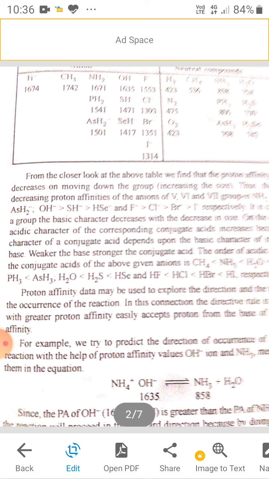From a closer look at the above table, we find that the proton affinity of anions decreases on moving down the group and increases when going up the group. It is clear that the basic character decreases with decrease in size. On the other hand, acidic character increases with decrease in size. So, ammonium hydroxide gives ammonia plus water molecule.